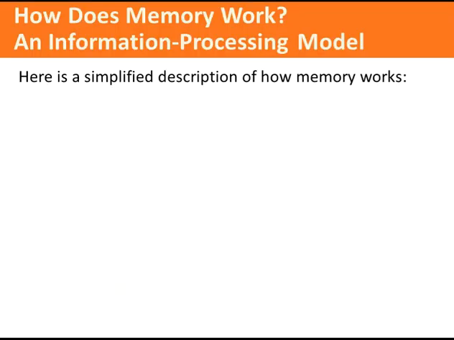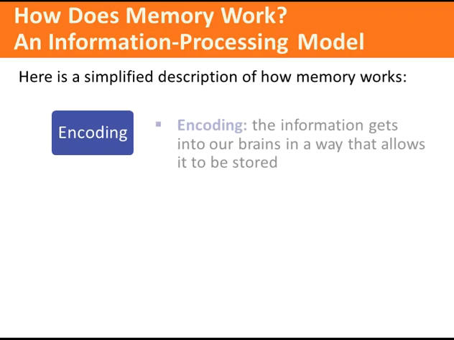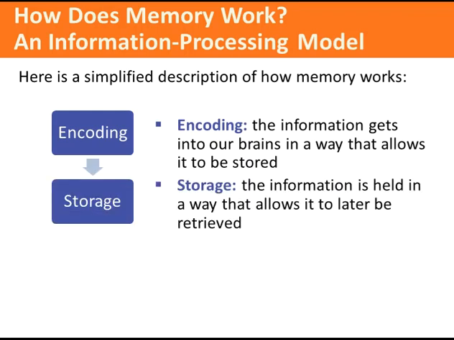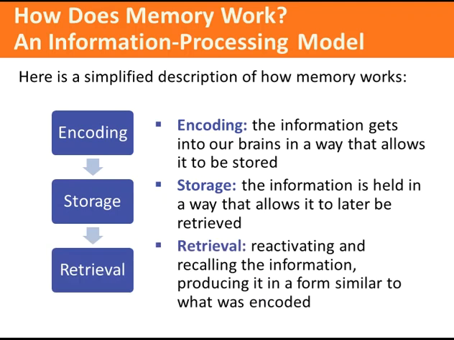Here's a simplified description of how memory works. Encoding: the information gets into your brain in a way that allows it to be stored. Storage: the information is held in a way that allows it to later be retrieved. Retrieval: reactivating and recalling the information, producing it in a form similar to what was encoded.